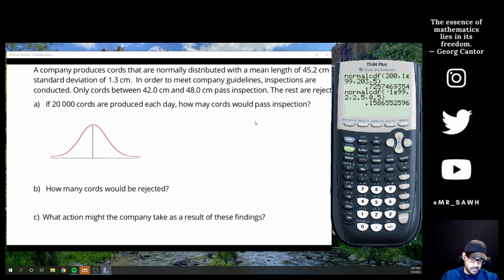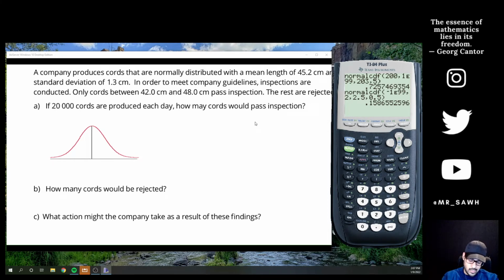So I can fill in some information on this bell curve, and I know that 45.2 is the average. And I know that I need a cord to be between 42 and 48 centimeters. So here's my acceptable range. Any cords that are too long get tossed. Any cords that are too short also get tossed. I need to find the probability that a cord will fall into that range first. If I can do that, and I know I'm making 20,000, I can adjust the probability from the total amount being made. So I have to find the probability first.